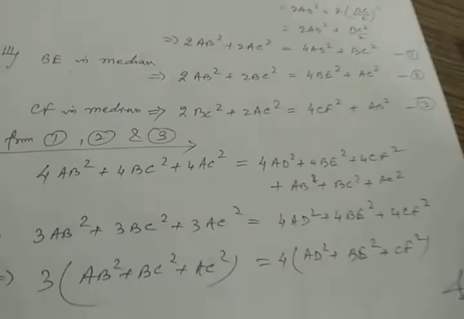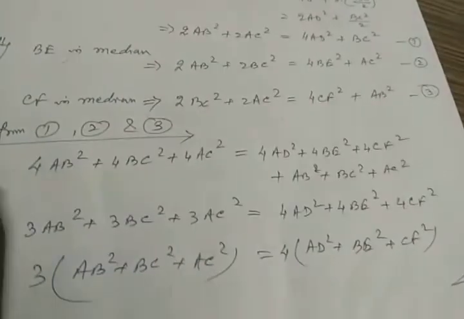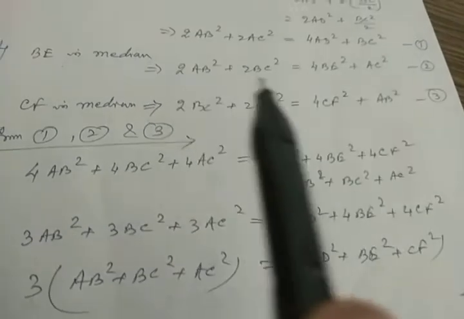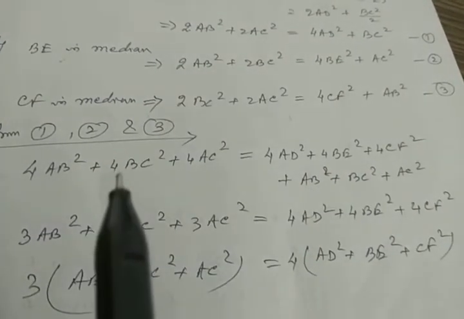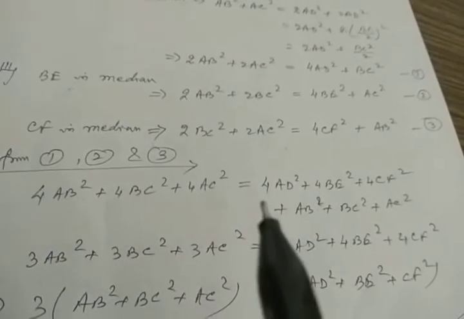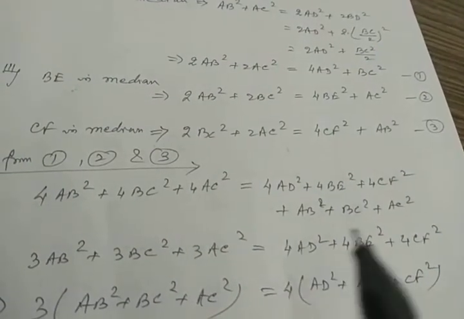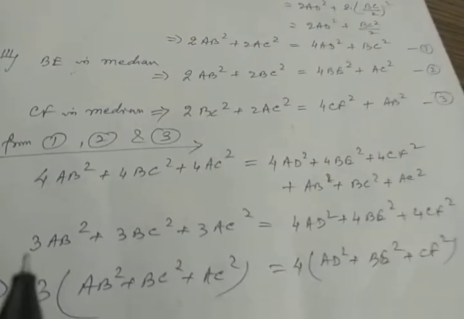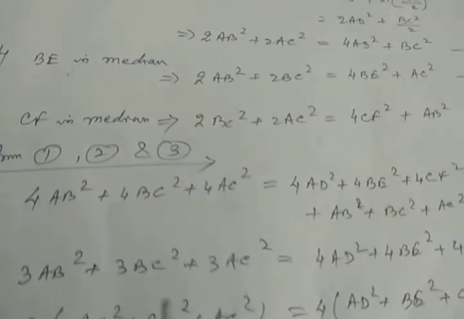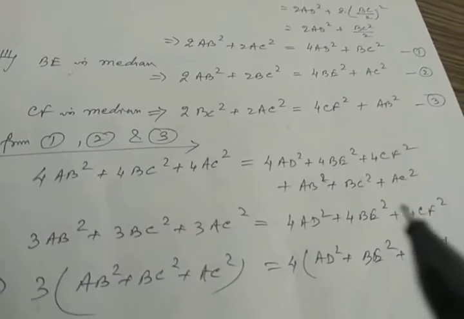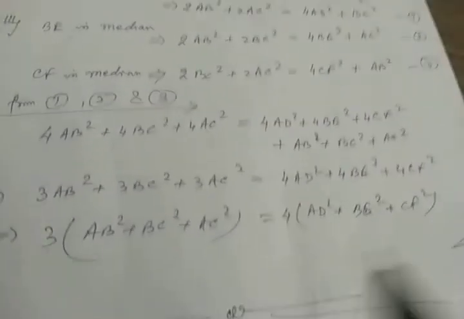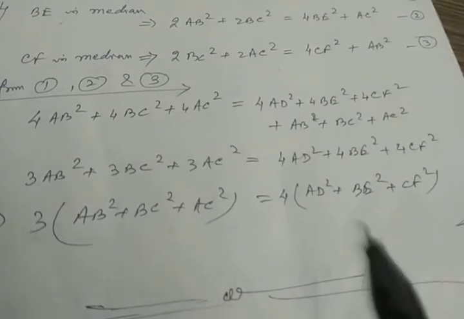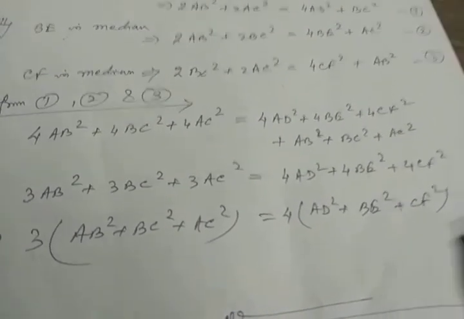Okay, and adding first, second and third, we find 2AB square and 2AB square, so 4AB square; 2BC square and 2BC square, so 4BC square; and 4AC square. And now all these three will be on the left side. So it is 3 times AB square, 3 times BC square, 3AC square, equal to 4AD square, 4BE square, 4CF square. Take the common factor. So 3 times the sum of the squares of the sides is equal to 4 times the sum of the squares of the medians.